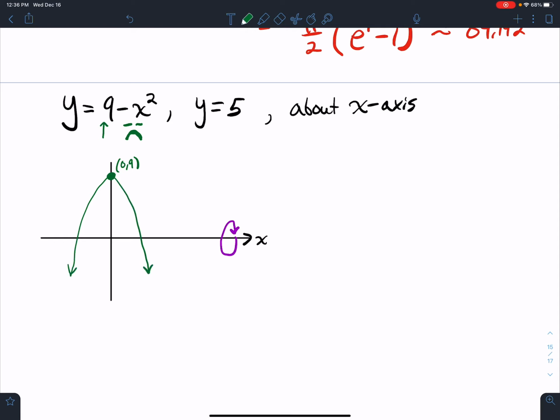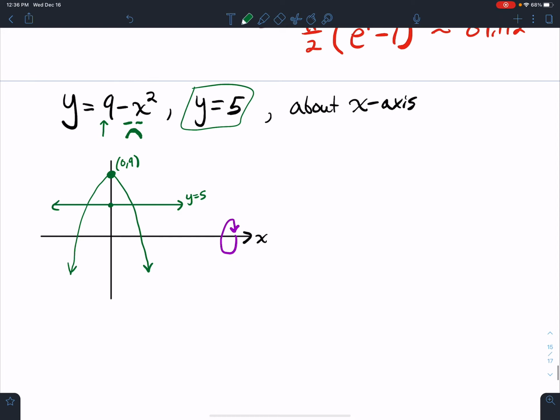And the other thing that I'm going to do, I have y equal to 5. That's a horizontal line at 5. So maybe somewhere around here. And so this is y equal to 5 here. So that point right there is 0, 5. Now I need to figure out, where do these things cross?